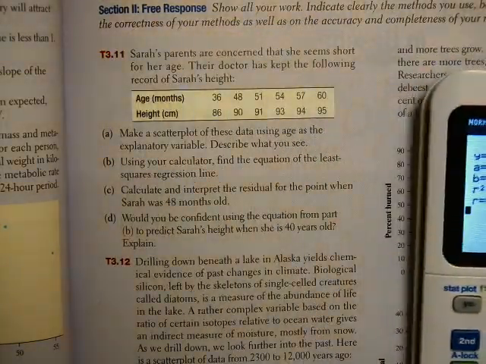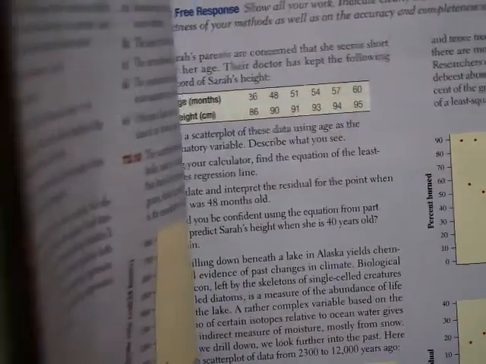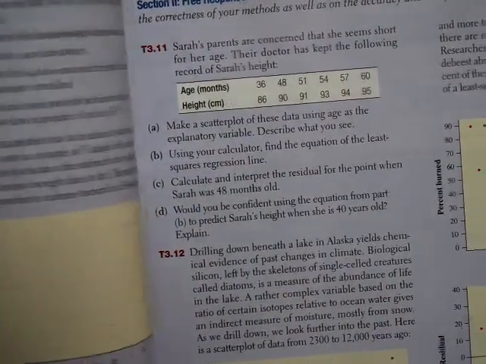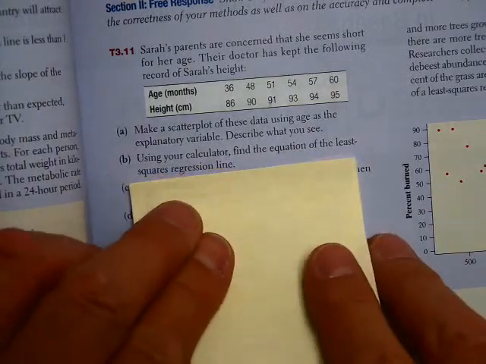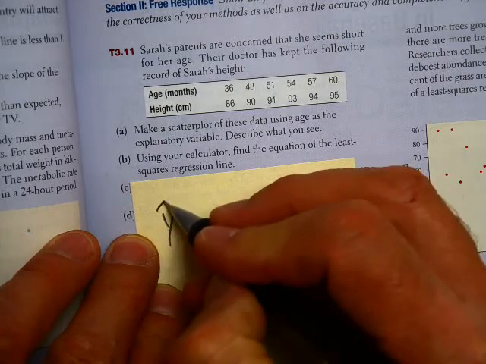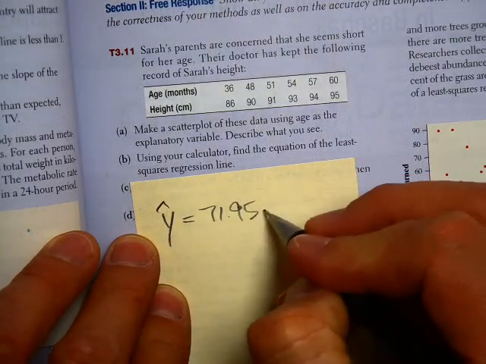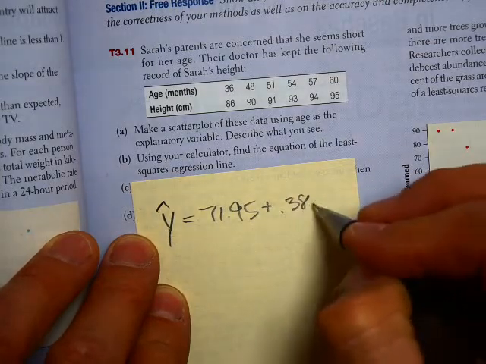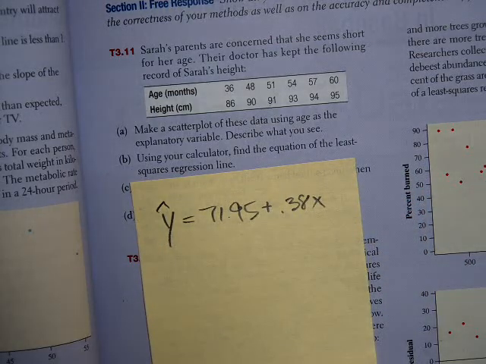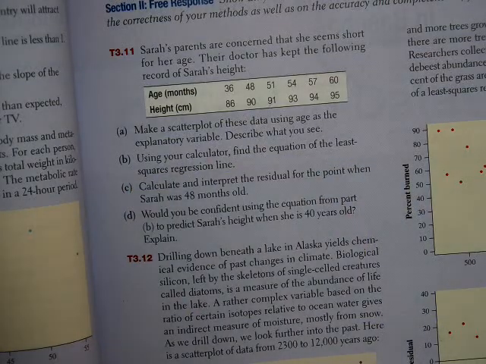Let's see, and what does that say? Find the equation of the least squares regression line. That equation would be, oh man, where did my sticky go? Here we go. That equation would be y hat equals 71.95 plus 0.38x. Got that? Good. Gone.